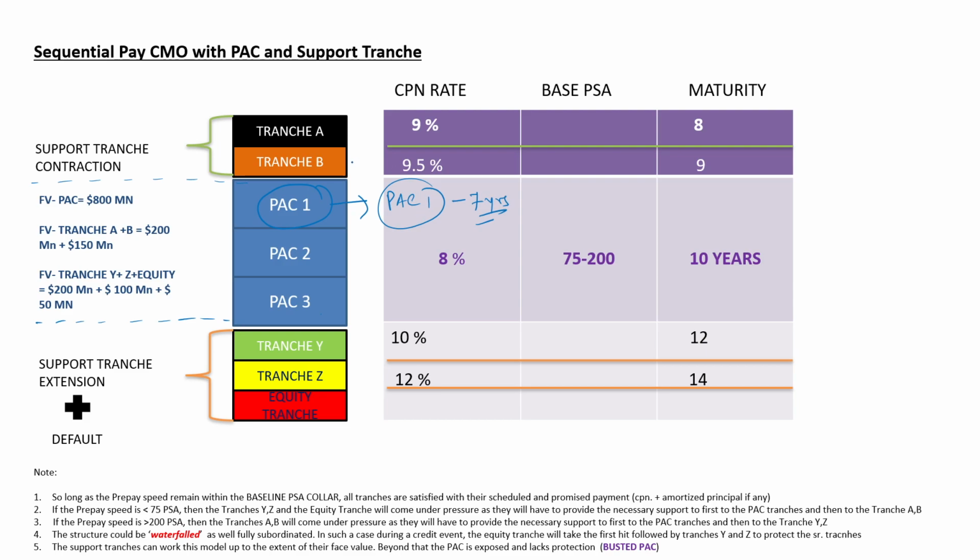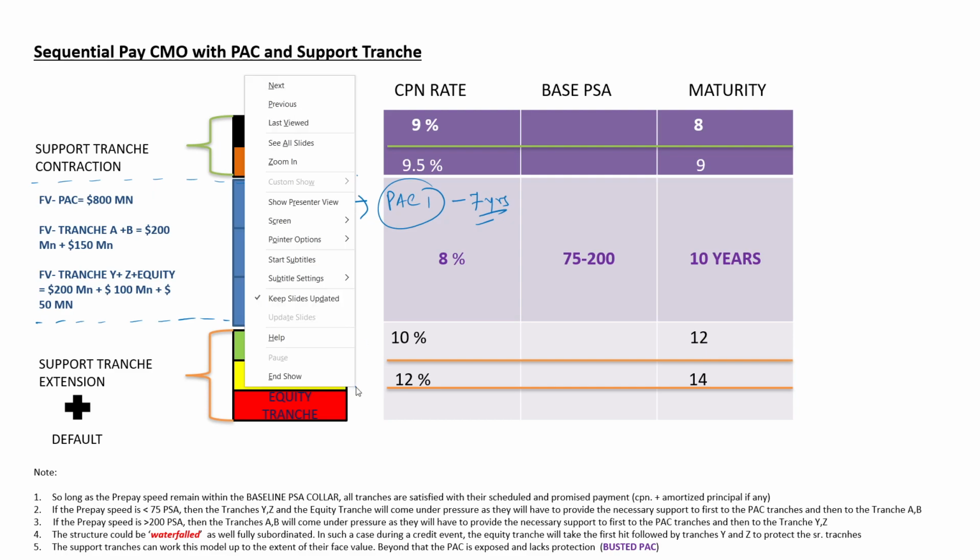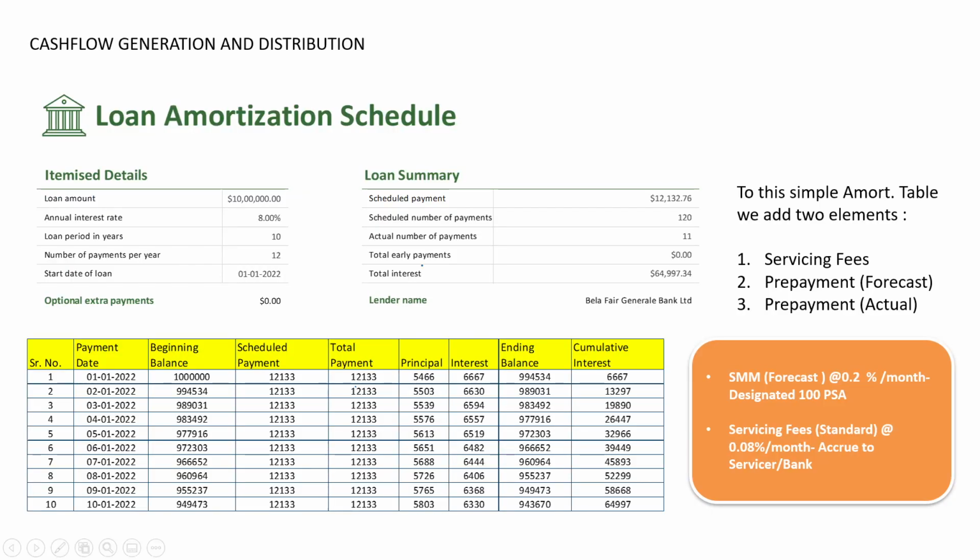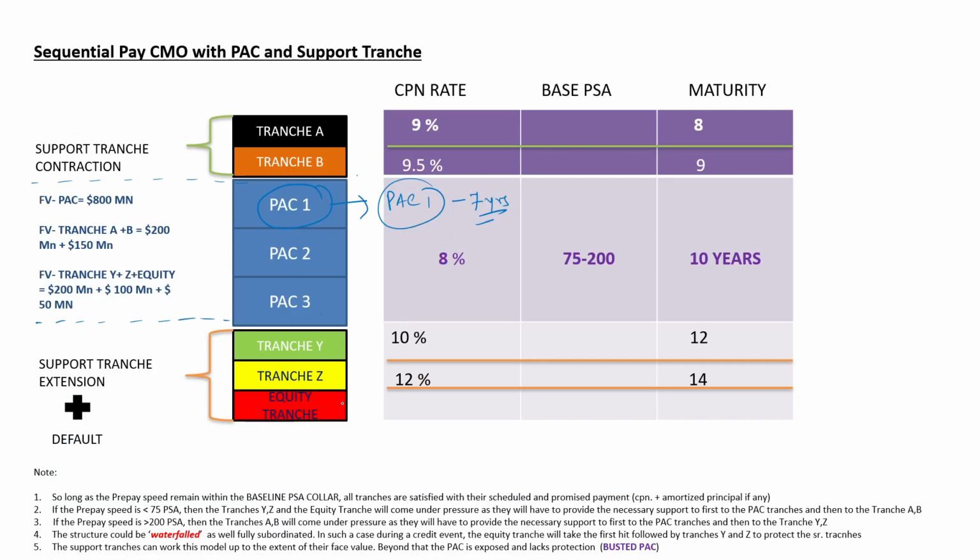The protection against contraction comes from tranche A and tranche B. The protection against extension comes from tranche Y, tranche Z, and the equity. Any default is also directly attributed to the equity tranche. And within this PAC collar, it's a sequential pay CMO, which means that if there is any threat of default or any accelerated payment, PAC 2 and PAC 3 will take the hit first before it can reach PAC 1.